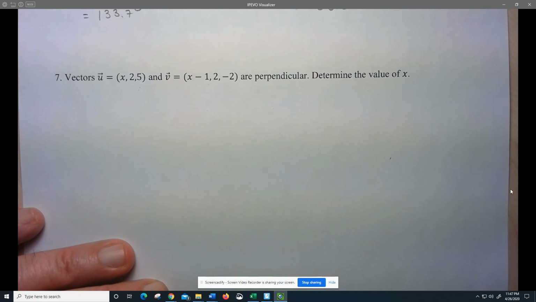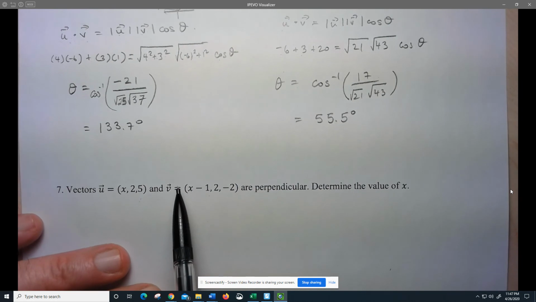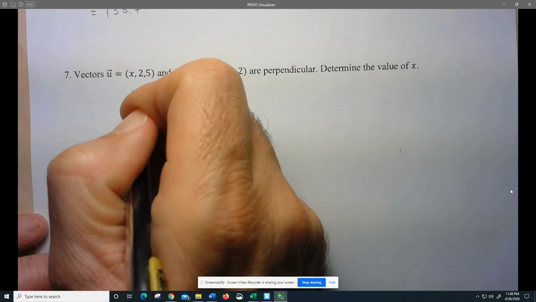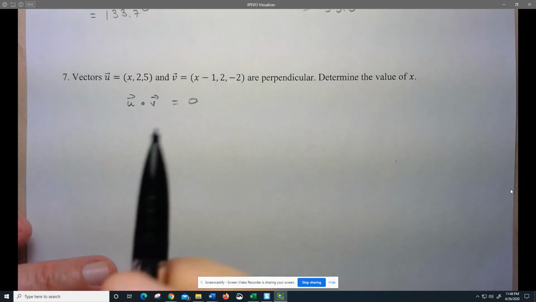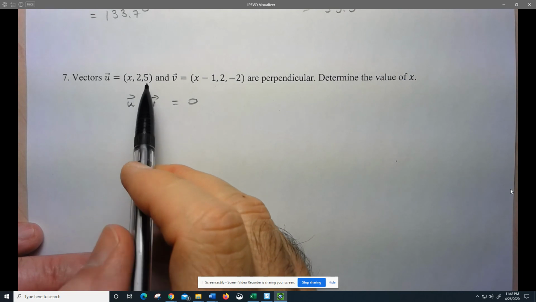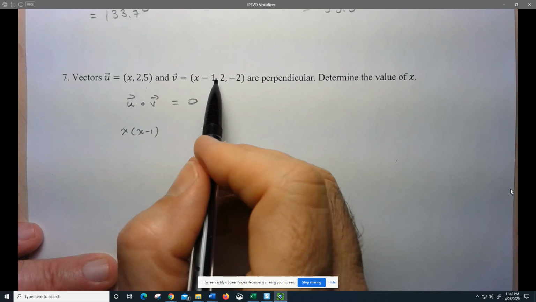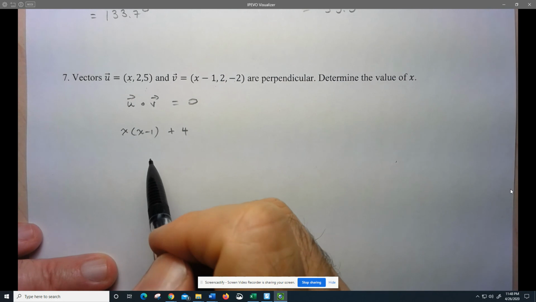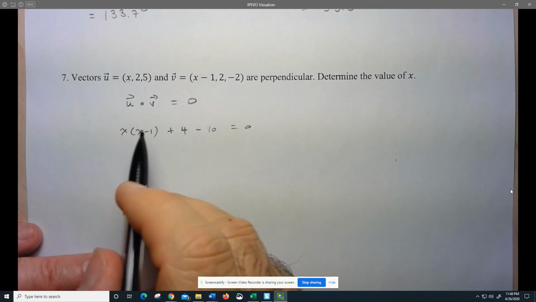Well, this is where we think about what we talked about before. If the vectors are perpendicular, the angle between them is 90 degrees, and cos of 90 is 0. So that means that u dot v, right off the bat, I can say is equal to 0. And so now, on the left-hand side, I can apply my algebraic definition. So x times x minus 1, okay, plus 2 times 2 is 4, and then plus 5 times negative 2 is negative 10. That's equal to 0.